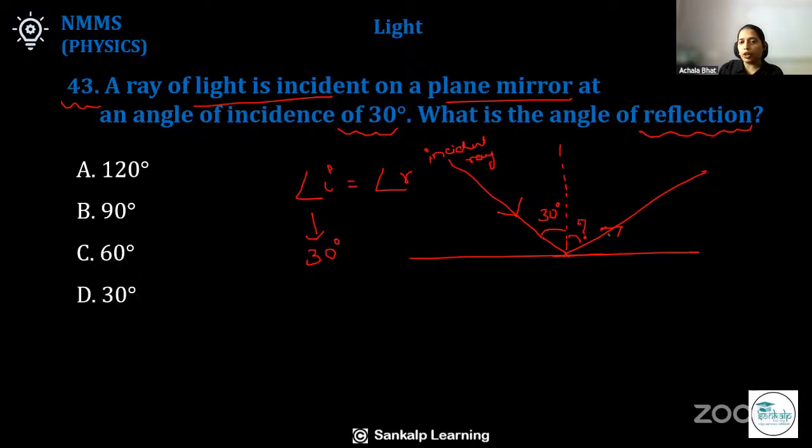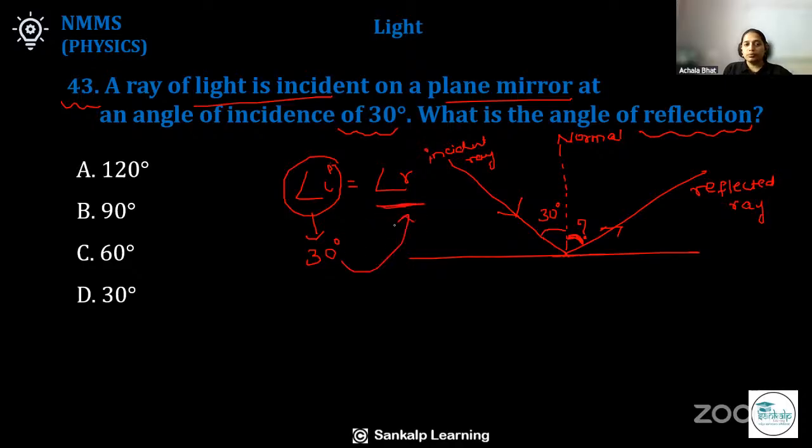What is the value? Angle of reflection means the angle between this reflected ray and this normal. This is the angle of reflection. We know that angle of incidence is equal to angle of reflection. Therefore, yes, very simple students. Option D is correct.